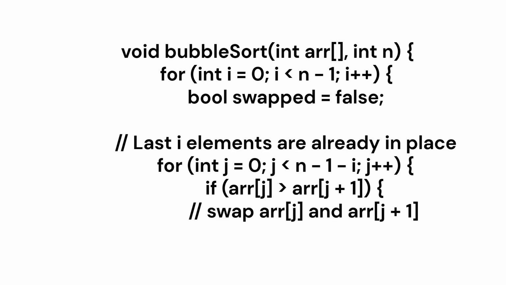Worst case time complexity, O(n²). This happens when the array is in reverse order and every comparison causes a swap. Average case, O(n²) as well. Best case, O(n). If the array is already sorted and we break early because no swaps occur in the first pass. Space complexity, O(1). Because bubble sort is an in-place algorithm, it only uses a small constant amount of extra memory for swapping.